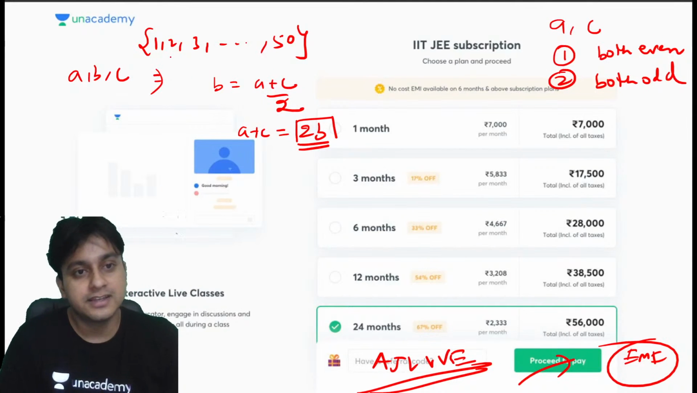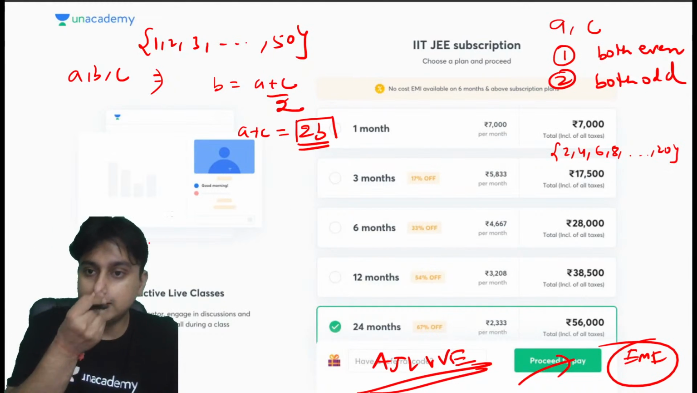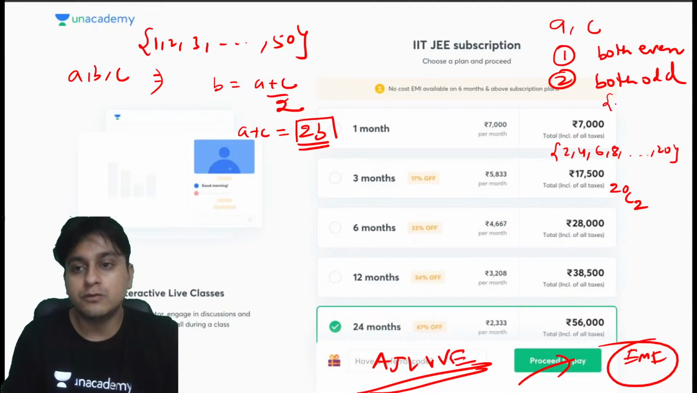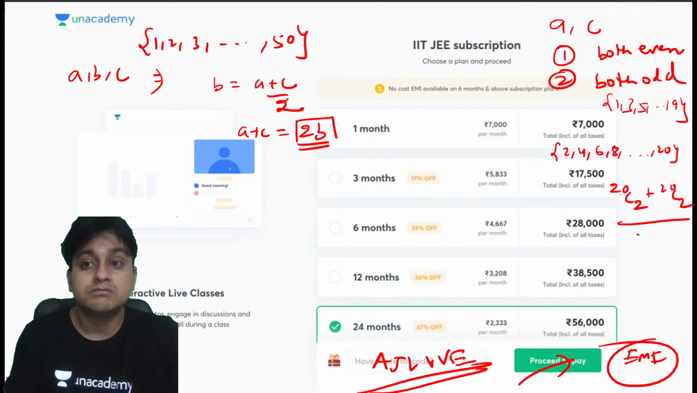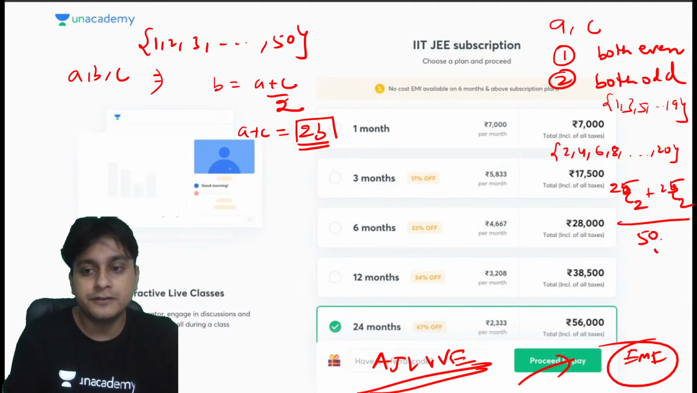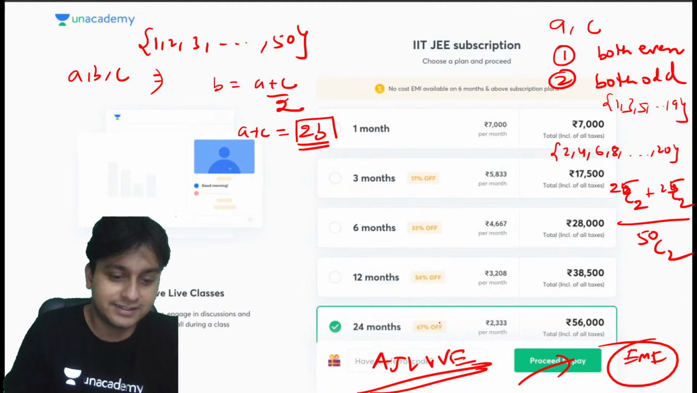Both even means you can take from 2, 4, 6, 8, and so on, that will be 25 C2, right? You have to select two things out of 25. Similarly, for odd also, from 1, 3, 5 till 49, you have to select two. So this also will be 25 C2. So the answer is (25 C2 plus 25 C2) upon 50 C3. Got it?